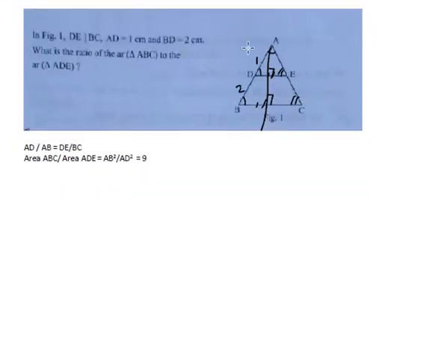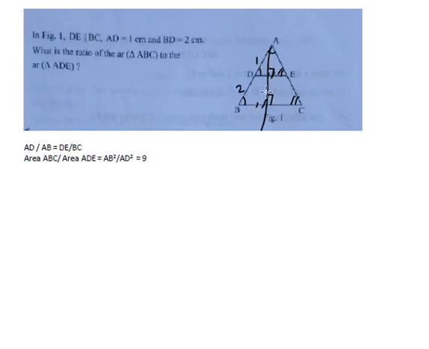In the third question, we are given that the line DE is parallel to BC, and from this figure we can see that the angle ADE is equal to the angle ABC. Also, angle AED equals angle ACB. So these two triangles are similar, so we can write the ratio of the sides as AD by AB equals DE by BC.